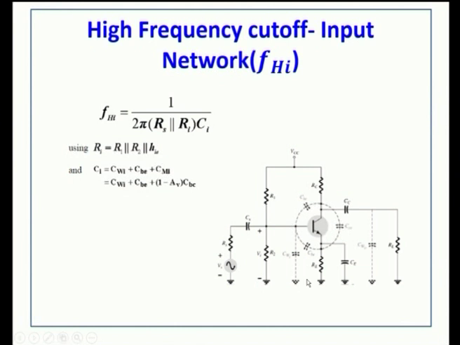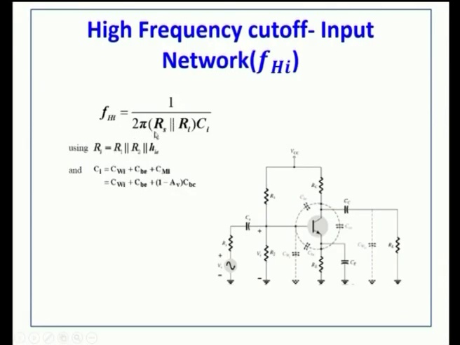Because of these capacitance effects, for each capacitor we will have a higher cutoff frequency. Here, fHI is derived as 1 by 2 pi (RS parallel RI) into CI. This is one of the higher cutoff frequencies because of the capacitance CI. What is CI here? It is the wiring capacitance at the input side plus the inter-electrode capacitance between the base and the emitter, because this is the input junction. Only this is considered for CI. And plus, as we have seen, the Miller capacitance at the input, CMI.